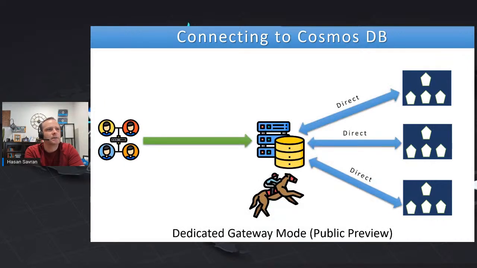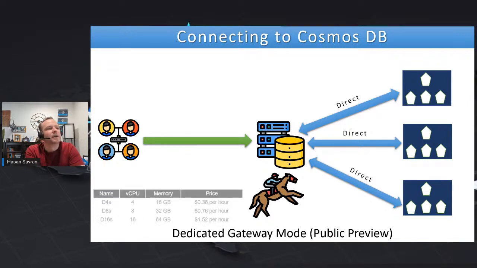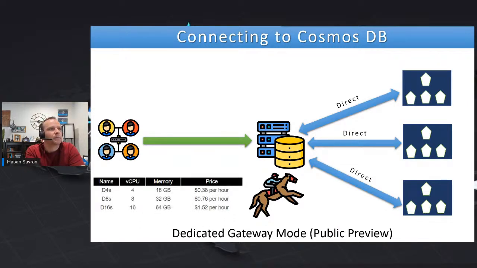The third one is a new one, and it is in public preview right now. This is called dedicated gateway mode. Really, this is the gateway mode, but this time you actually own the gateway server. Since you own the gateway server, it's not free; you need to pay for it. Here are the current prices, and they might change when this goes to GA, but these are the current numbers for now.